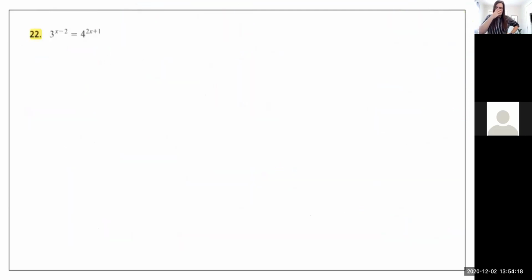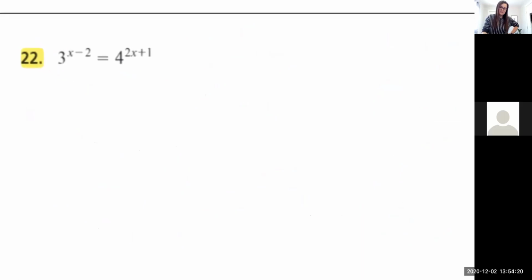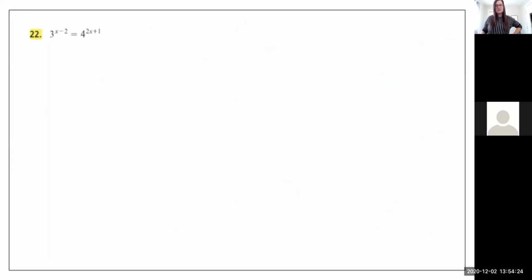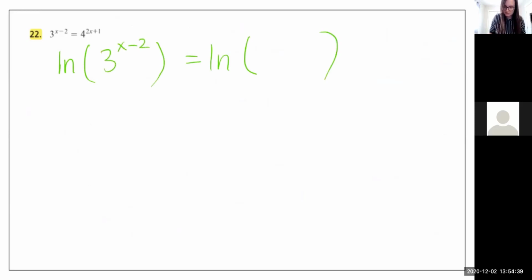Okay, and just another one here. This one has two different bases. So this one, I could take a base 3 of both sides, I could take a base 4 of both sides, or I could just ln both sides. So I'm going to just go ahead and do it as if I did a ln of both sides, just because I just said that I like ln. But you could have used log, you could have used a different base as well. So let's say I did that.